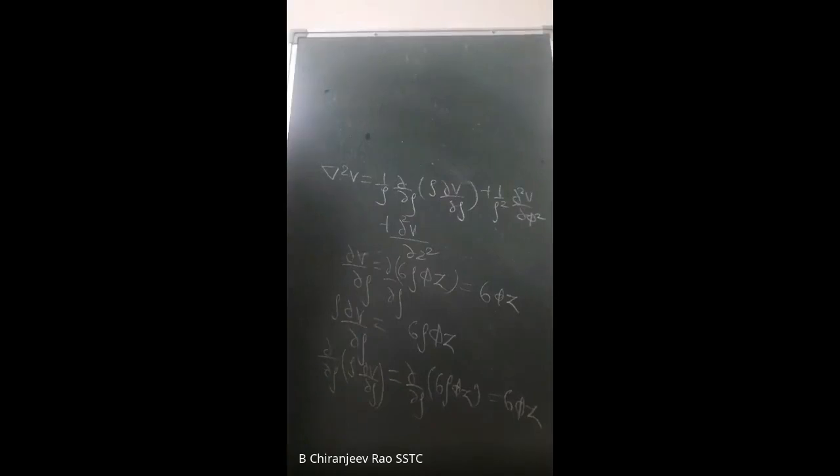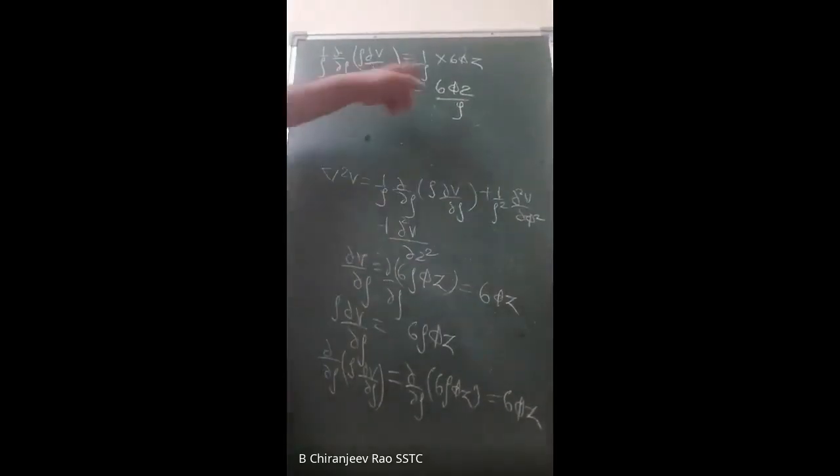Okay, then what you have to find is 1 upon rho del by del rho of rho del V by del rho. We have calculated this thing as 6 phi z. So this will be equal to 1 upon rho into 6 phi z. So this is equal to 6 phi z upon rho. So this value is 6 phi z upon rho.